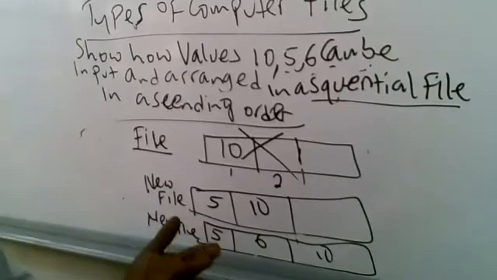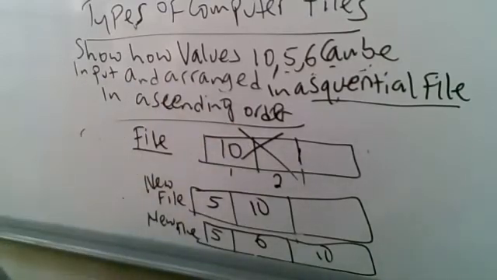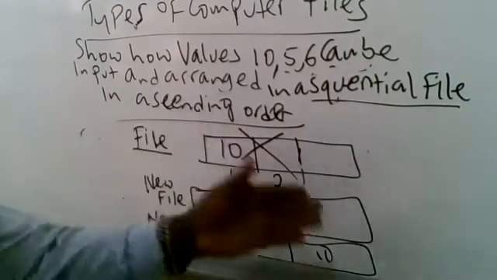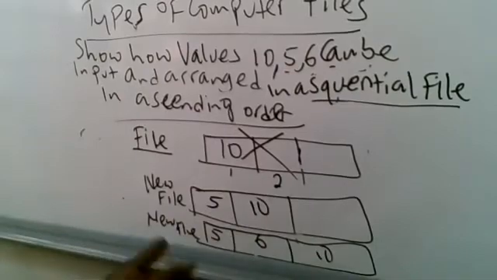A new file will be created. After the new file is created, the computer will copy all the values from the old file, but it will make sure it will update the value that needs to be updated, and you will put it in the correct position where it's supposed to be.